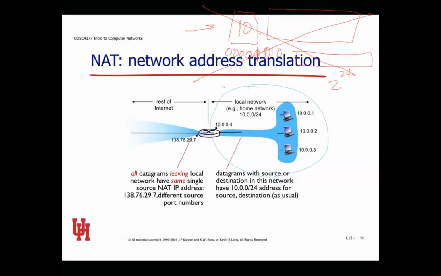Well, then how am I going to get a packet out there? There's going to be a device in the middle that runs this program called network address translation, and it keeps track of a very small set of public IPs.